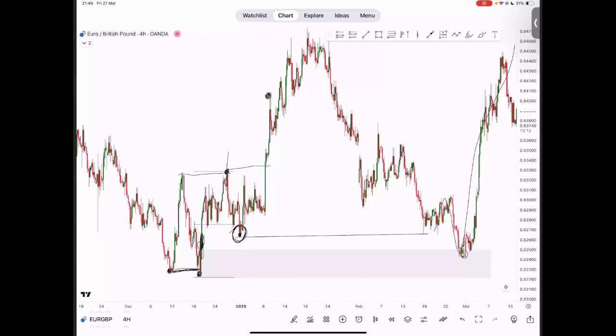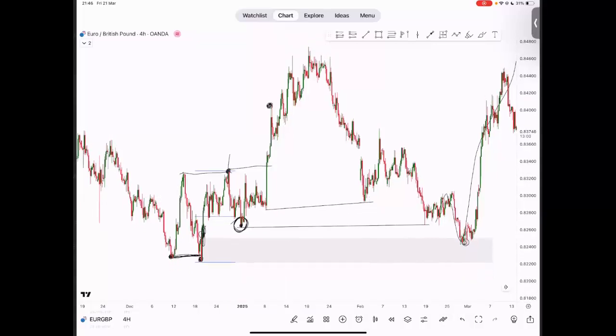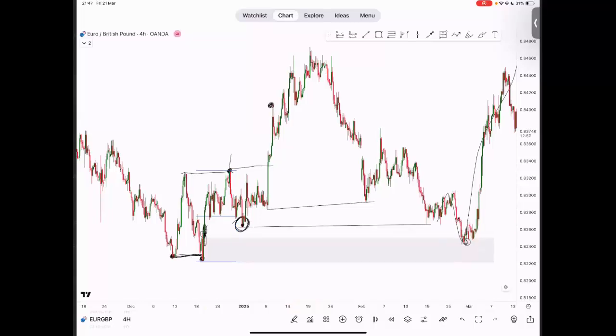Because it had equal lows before it. But these are not the only things that validate a zone. Because if you look very clearly now at this particular zone, there's an imbalance resting below it. These imbalances are not to be joked with.